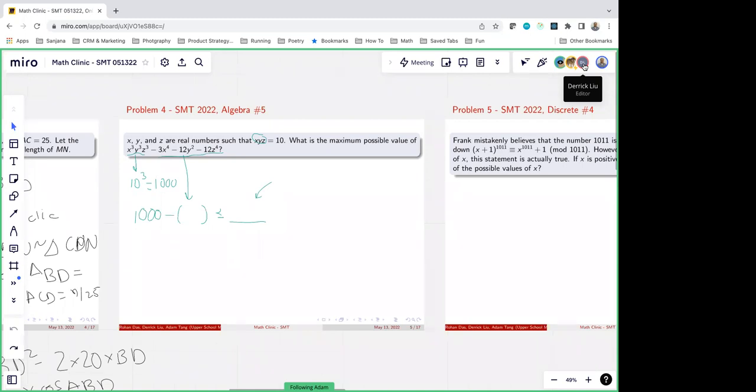So we can look at this expression. This means that this expression that I just boxed is greater than or equal to 1,000 minus that maximum. Let's just call this M. So our goal is to find this value here. So we're given xyz is 10. So it kind of suggests that we use AM-GM again, because we're given a product and we want to minimize, in this case, a sum of 3 terms.